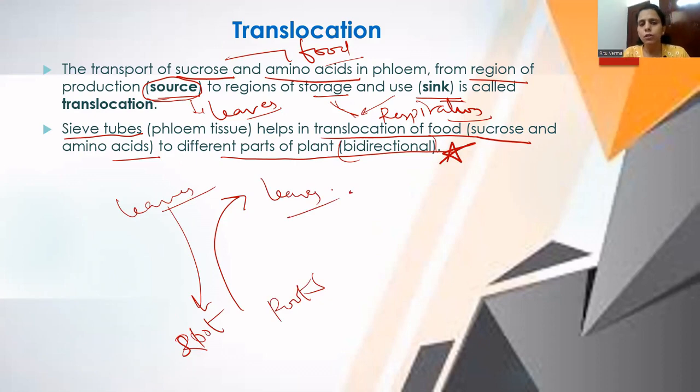So a translocation process is bidirectional, whereas the conduction of water and minerals by xylem was unidirectional. That was taking place only in one direction, that is from roots to the upward parts of the plant, through stem to various leaves or fruits or flower petals, etc. Okay.